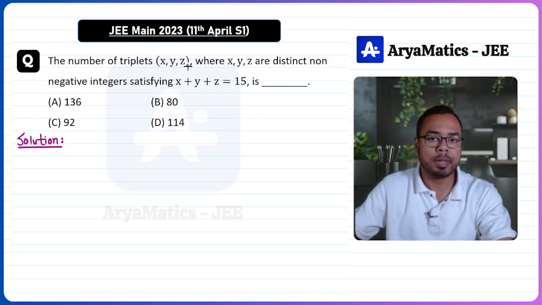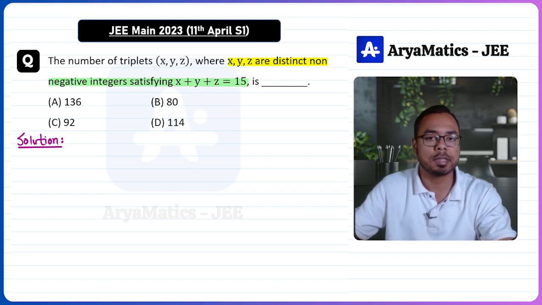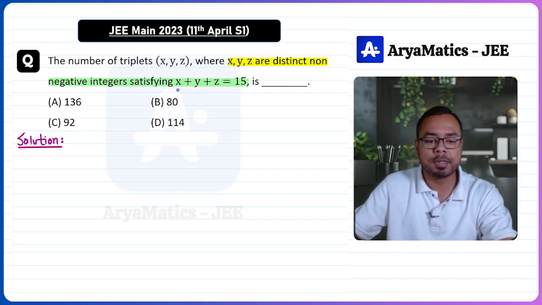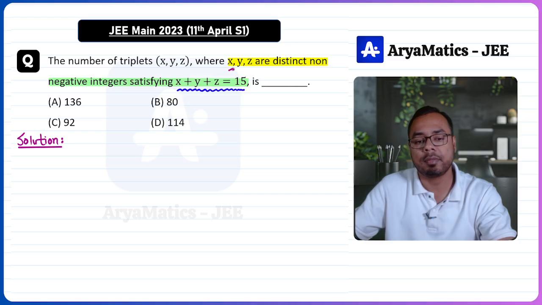Find the number of triplets x, y, z where x, y, z are distinct non-negative integers satisfying this condition that their sum is 15. x plus y plus z equals 15. Now, sometimes in JEE Main, you'll find that there are problems for which you can get the correct answer without actually solving the problem, simply by looking at the options carefully.